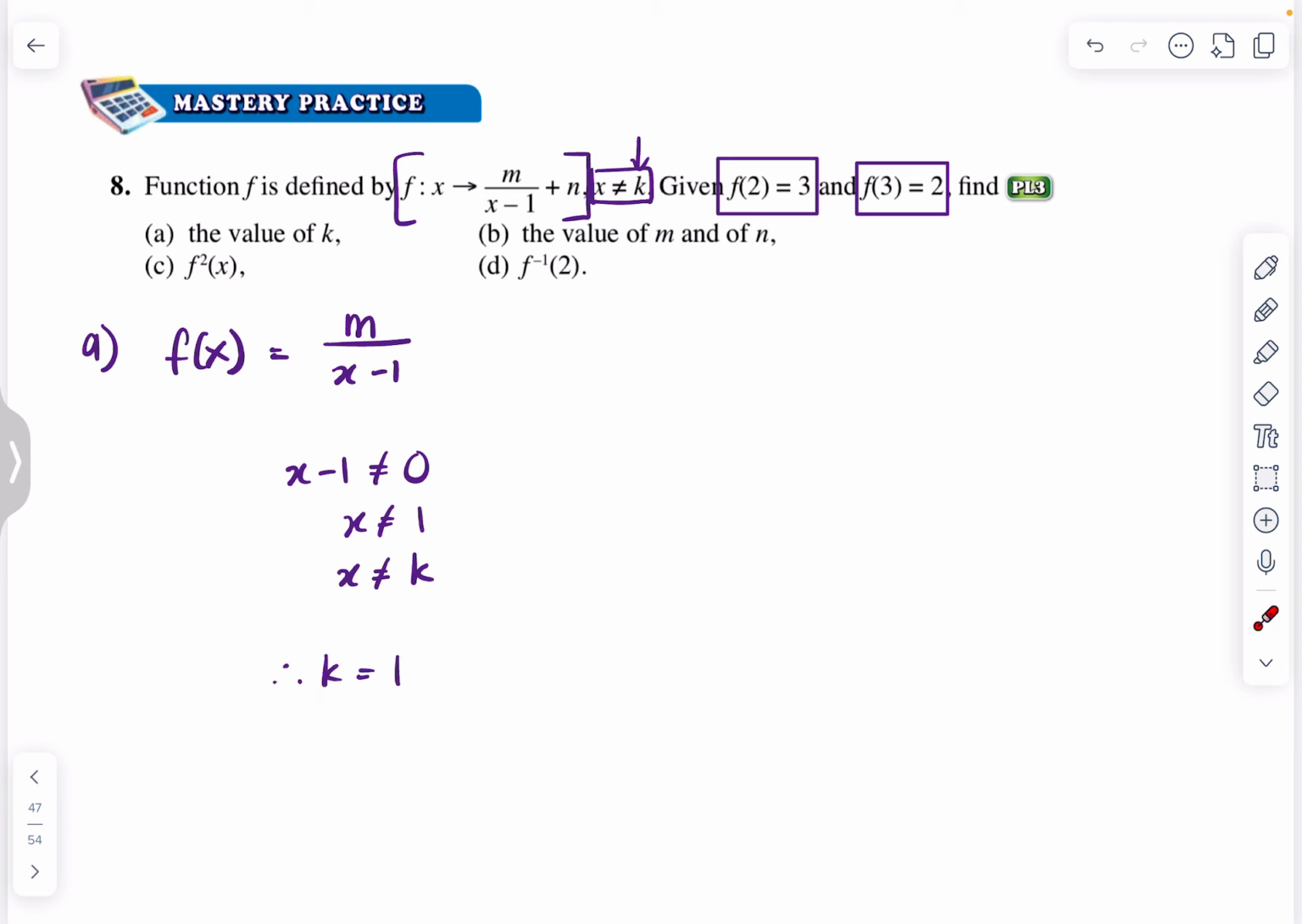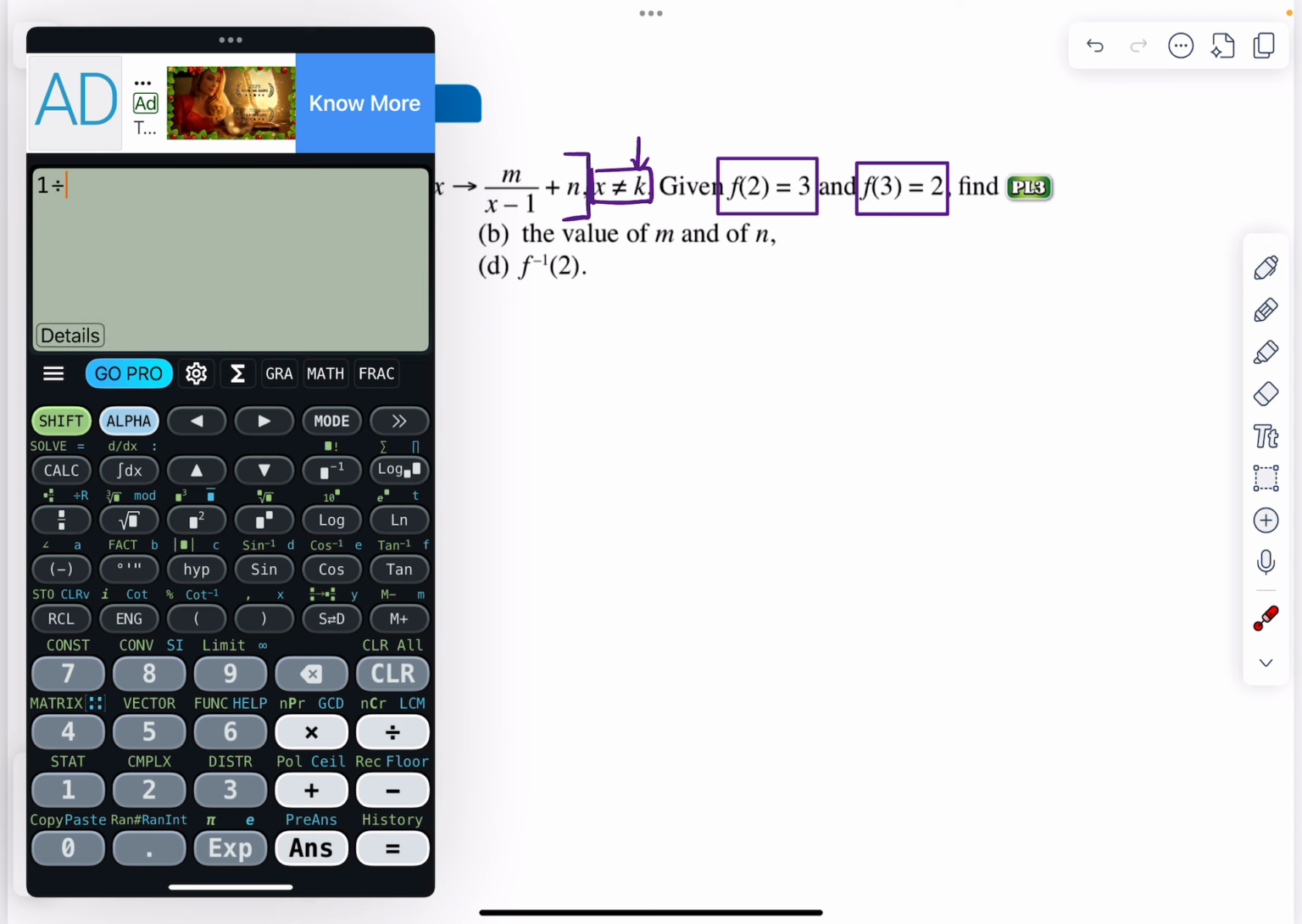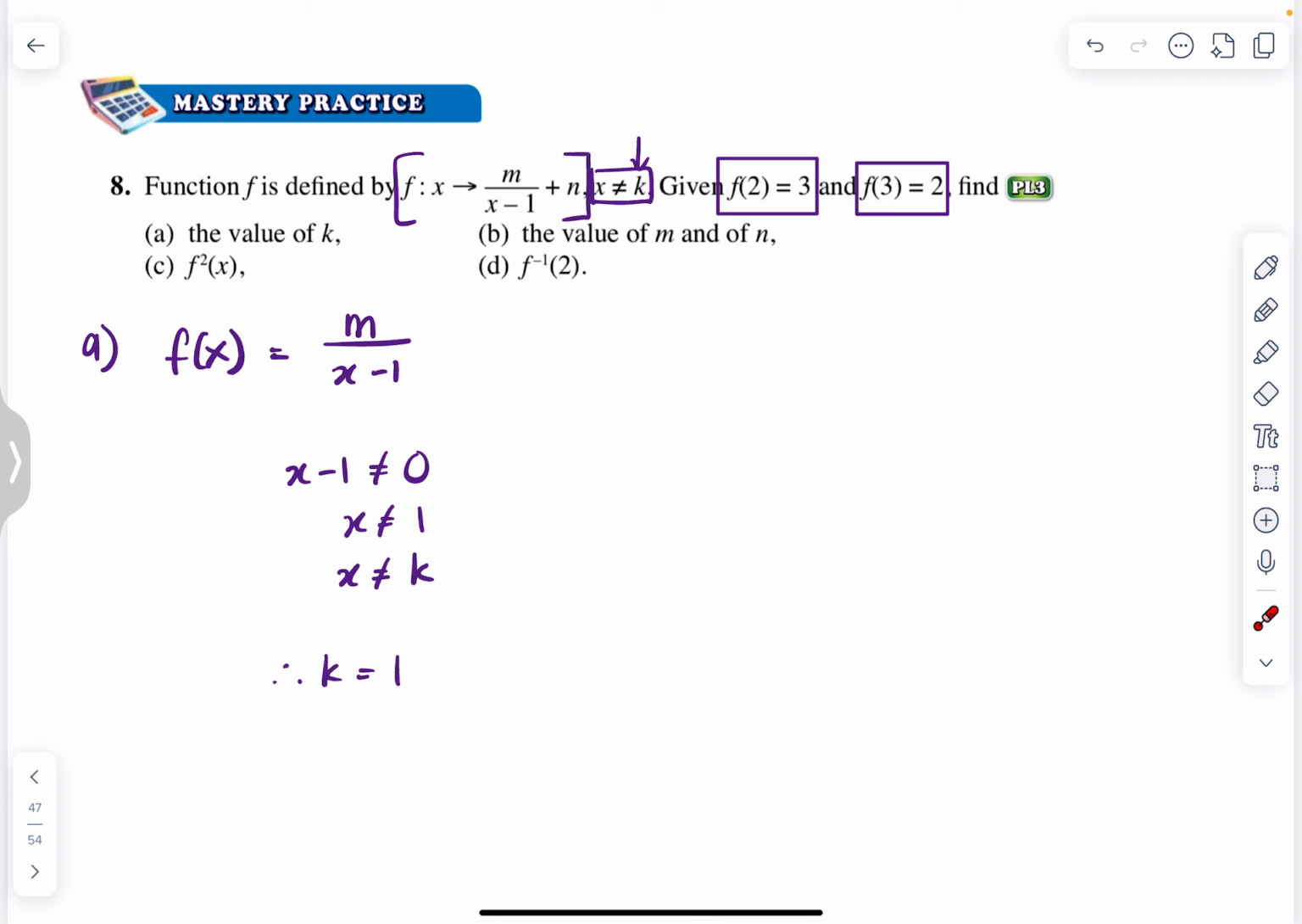Okay, so if x is 1, that means our denominator will be 0, because 1 minus 1 is 0. And the denominator cannot be 0, because if the denominator is 0 it will be undefined. You can try 1 divided by 0, you cannot. So this is the condition, and k is the x value that cannot take place. Right.